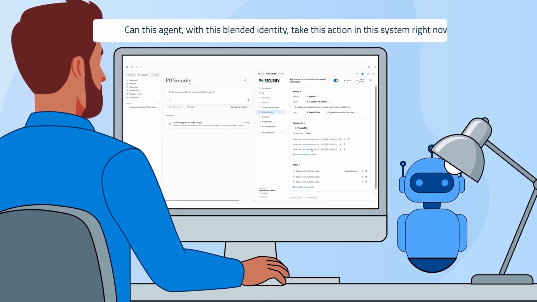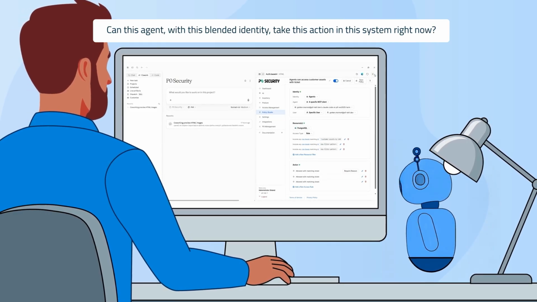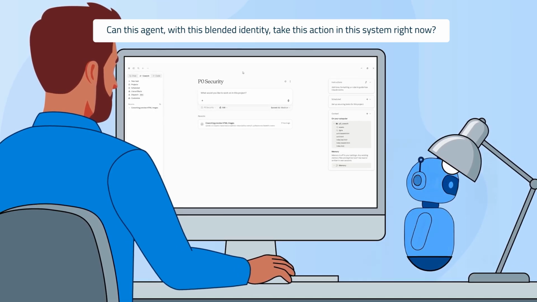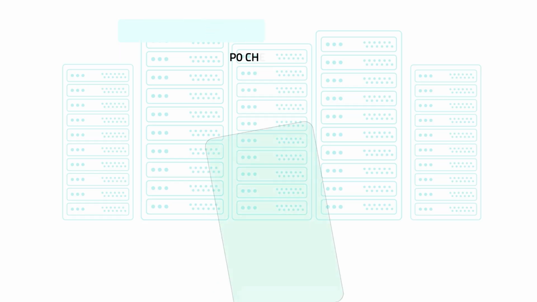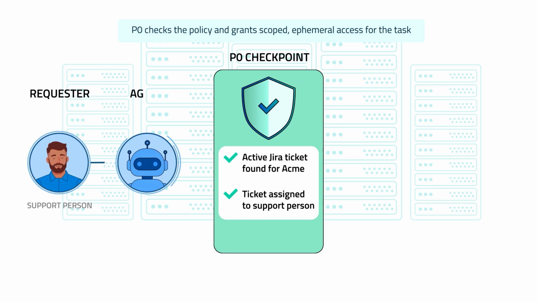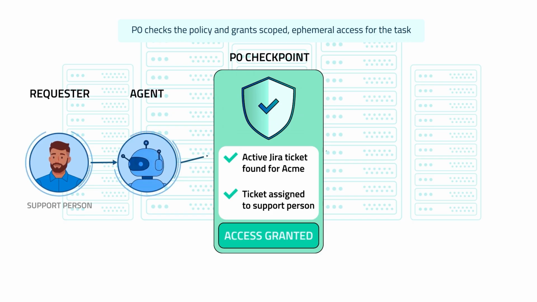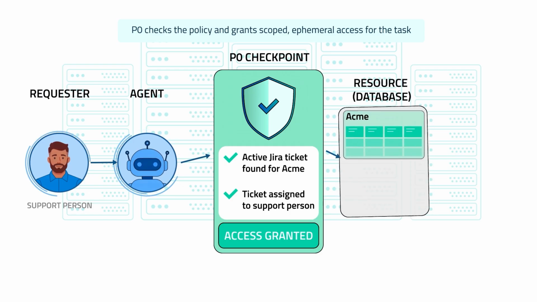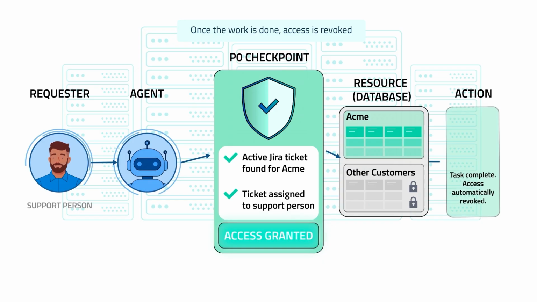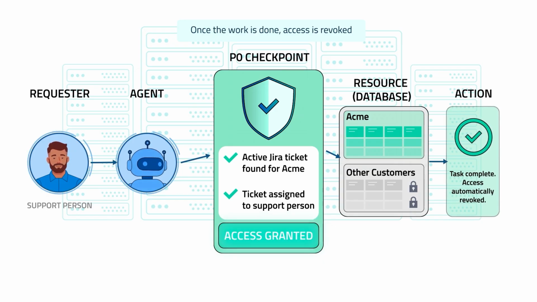The decision is simple. Can this agent for this identity take this action on this system and this data right now? P0 checks the policy and grants access in real time, but only for Acme. Only for this session and scoped around that task. So least privilege access is granted as and when needed and revoked when the work is done.